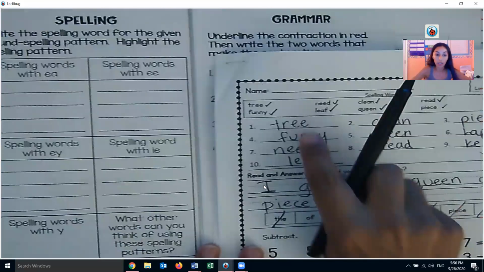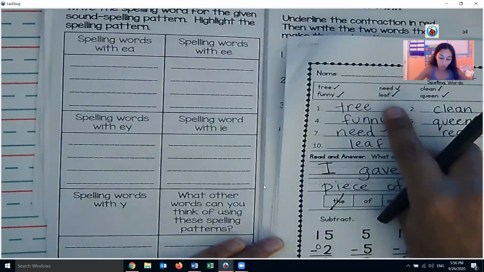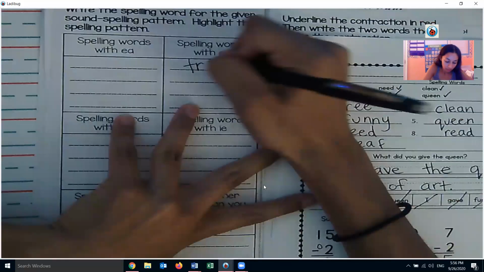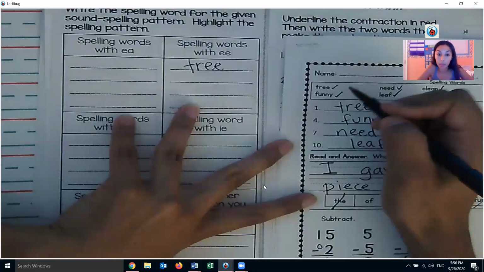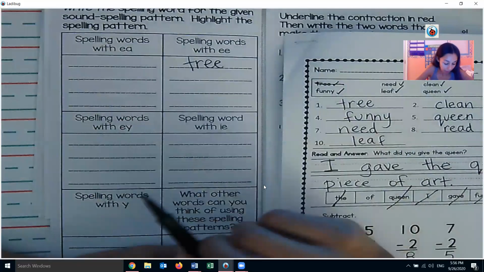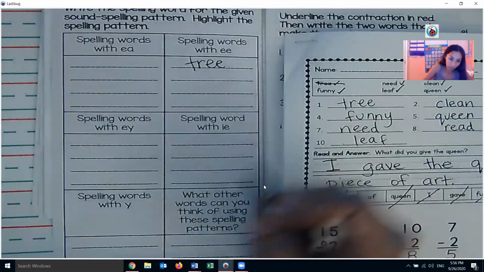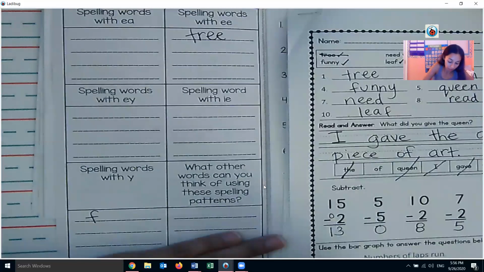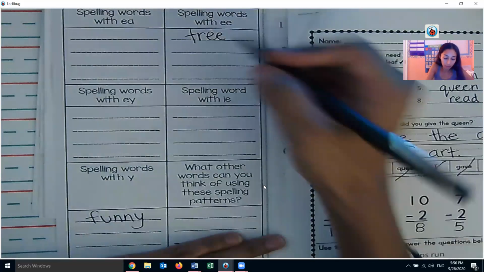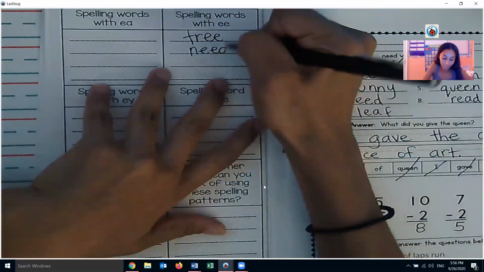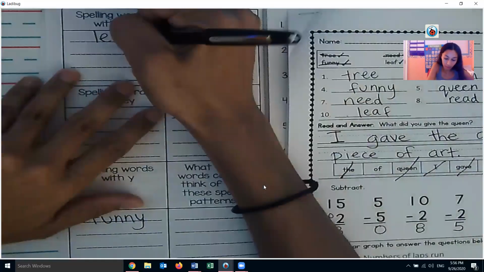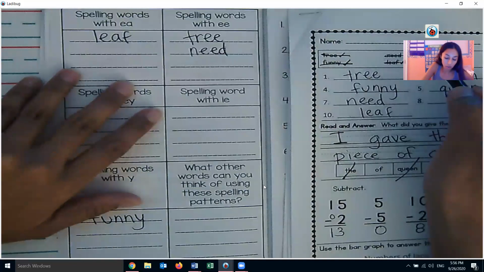So the ones that have the long E sound, to sort them. Tree has double E, so it's going to go here. You might have them in a different order, and that's okay as long as they're in the correct box. Funny just has Y, so that will go at the bottom here. Funny. Need has double E. Need. Leaf has EA, so go here. Clean, also EA.